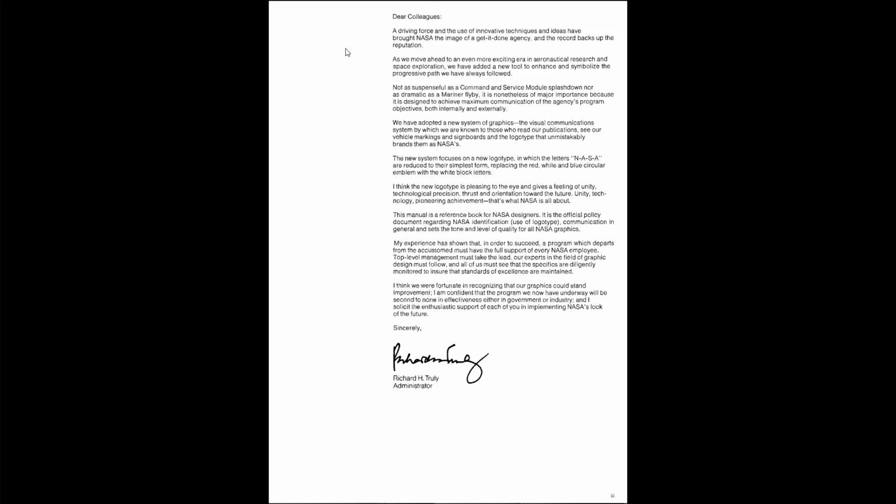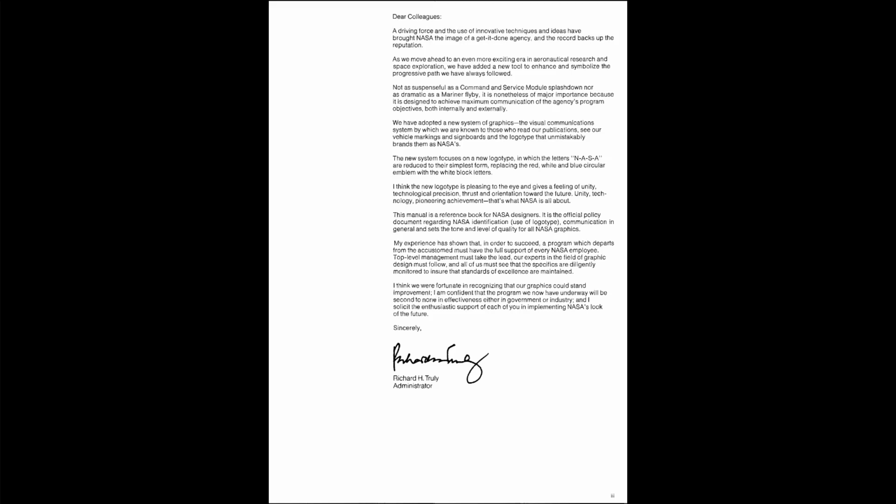I really like this. As a designer, this is the sort of words that you like, because it gives you the mood and the flavor for what you're trying to communicate, because graphic design is just communication. And when you do a logo like this, to have that sort of information behind you is really powerful. So anyway, I'll read on. As we move ahead to an even more exciting era, so they were moving into the era, of course, of the space shuttle, in aeronautical research and space exploration, we've added a new tool to enhance and symbolize the progressive path we have always followed.